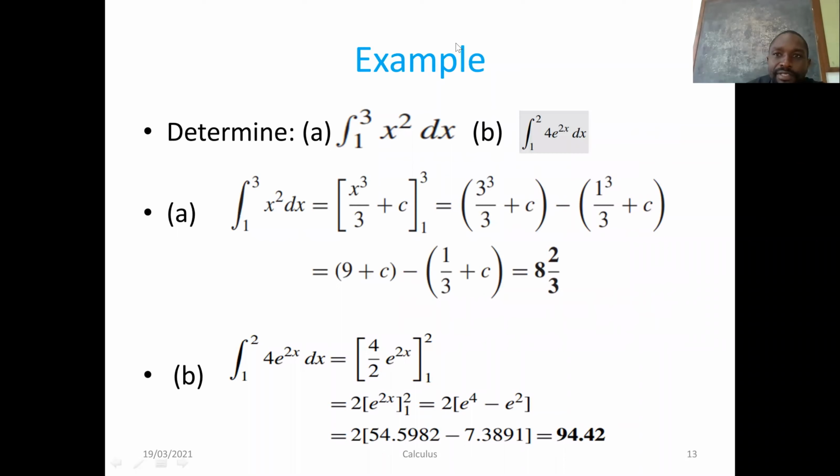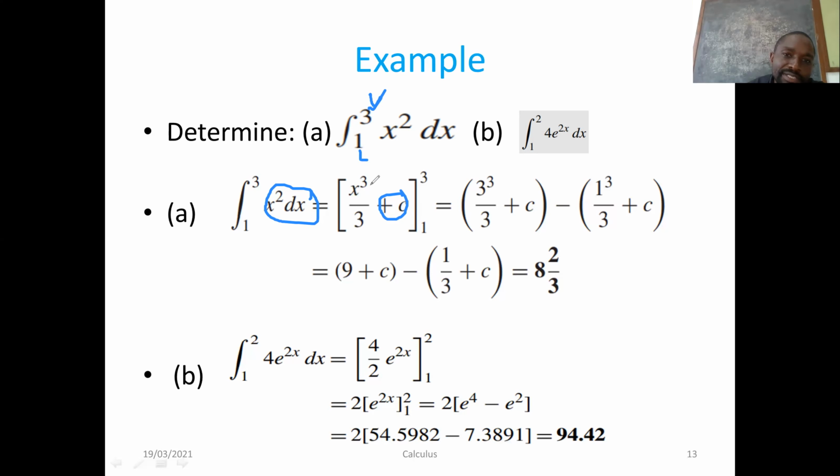Let's assume that we are given an example a here, where we're supposed to integrate from 1 to 3, 3 being the upper limit and 1 being the lower limit, x squared dx. So in the first example here, what you do is integrate this part first. You're going to get x to the power 3 over 3, right? Plus a constant, though you can choose to ignore all these constants. But as you will see later on, the constants cancel themselves out.